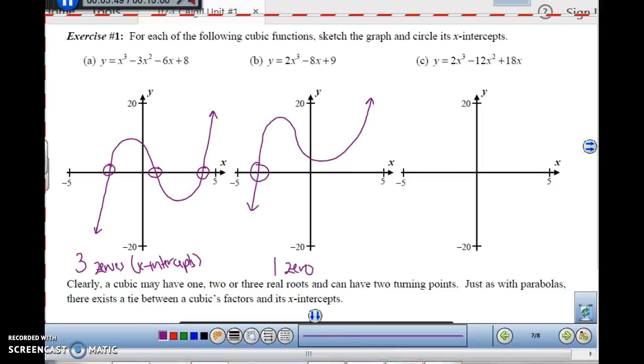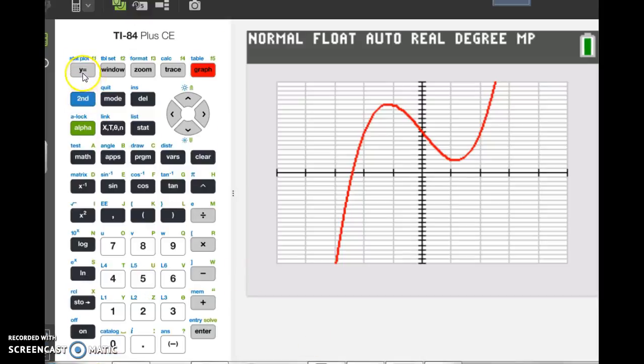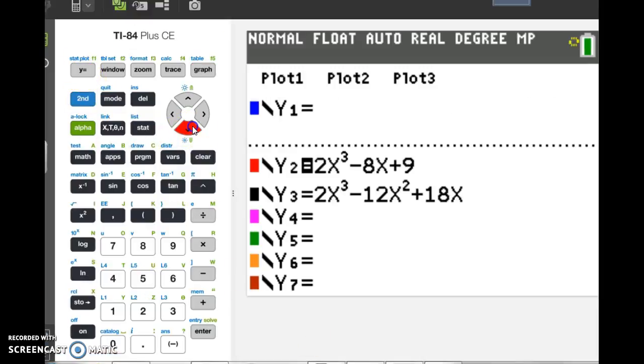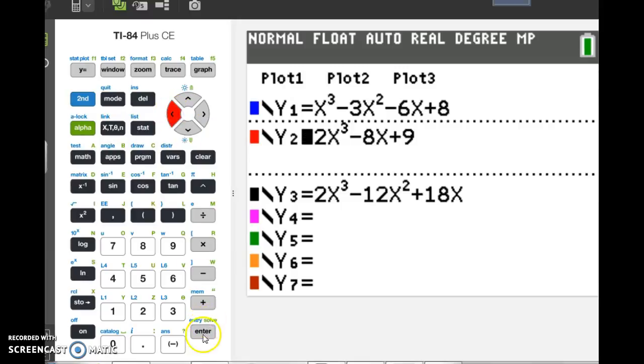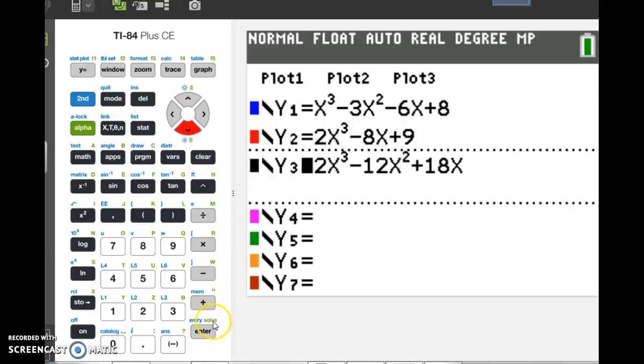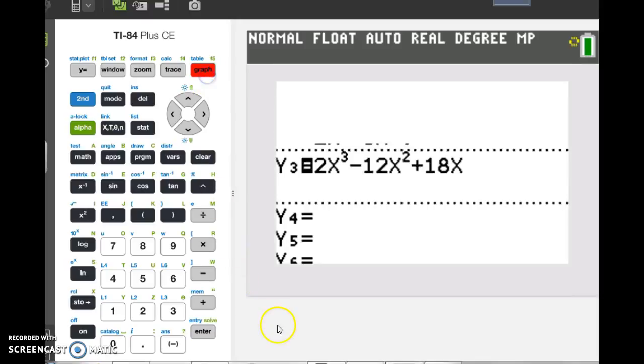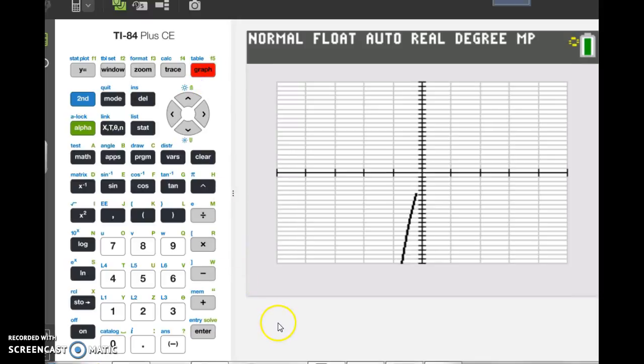Let's look at this third one, see how many zeros this one has. All right, so I'm going to shut this one off and turn this one on and graph this one. Oh, look at that. How many zeros does this have? It goes up, and then it comes down, and just touches the graph and comes back up. So this one actually has 2 zeros, here and here. So let me sketch that.